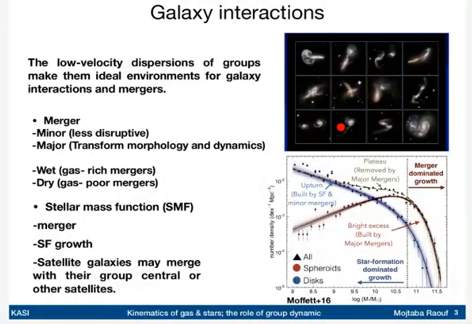The merger also means that the secondary galaxy may bring new gas, or may be dry, meaning the merger does not bring new gas, so we should divide mergers into gas-rich and gas-poor. And we also have stellar mass functions. The shape of the stellar mass function can be explained by merger and star-forming processes.